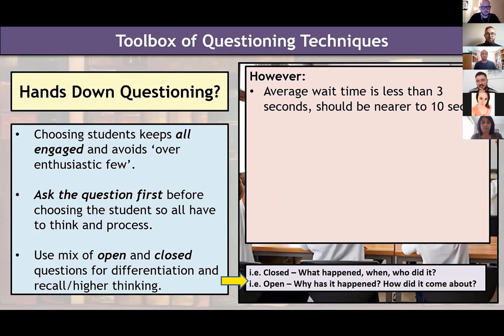So, good question. You need to make a decision. How long am I going to wait? Am I going to wait the full 10 seconds that's recommended by a lot of different researchers? That's something you need to think about. You know your students and how quick they are.